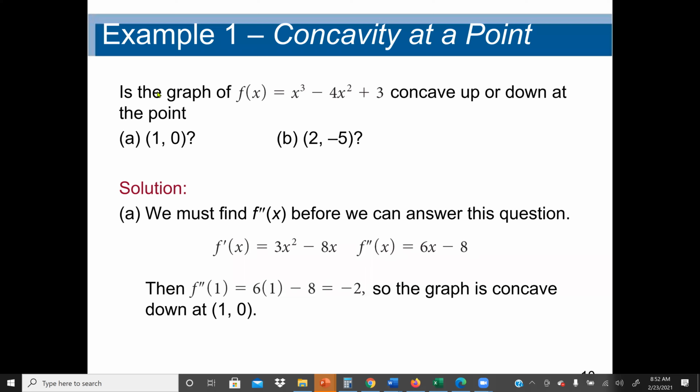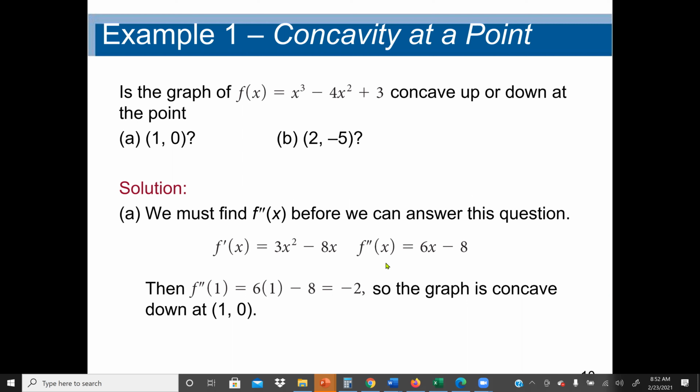Oh yeah, that's what we said in the theory. You see, we have to find the first derivative, then we have to find the second derivative. F prime is the first derivative. F double prime, I hope you can see my cursor, is the second derivative.